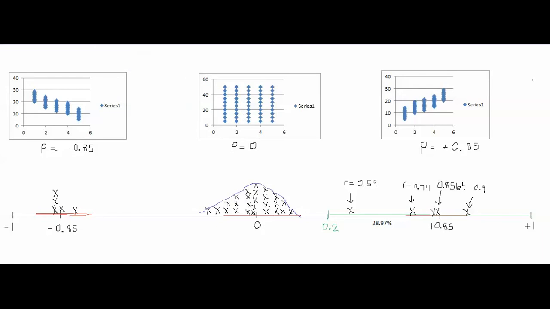And the same is true out here. Roughly 28.97% of the samples of 10 people that come from this population right here will fall between negative 0.2 and negative 1 in this green area.